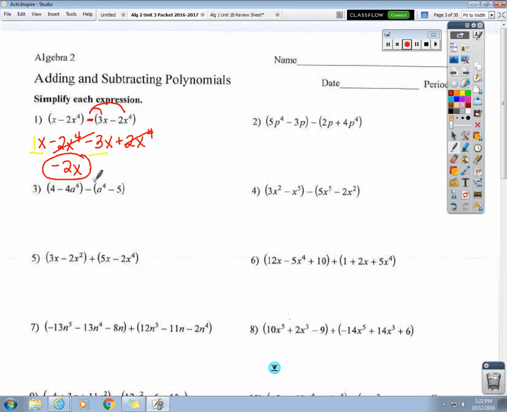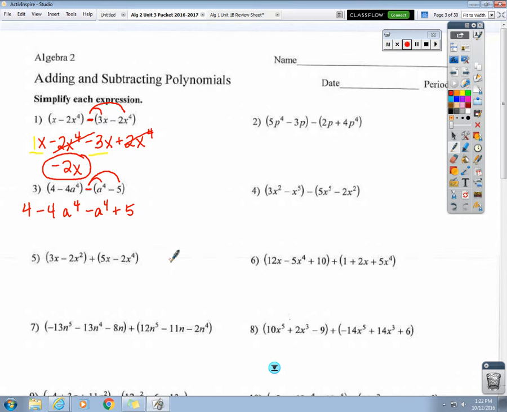Okay, number 3. Same kind of problem. You're subtracting again, so you have to keep in mind that that subtraction sign distributes and attaches to the a to the 4th, making it minus a to the 4th. And when you distribute it to the negative 5, it makes it a positive 5. Okay, it does not affect the binomial in the front. It remains 4 minus 4a to the 4th.